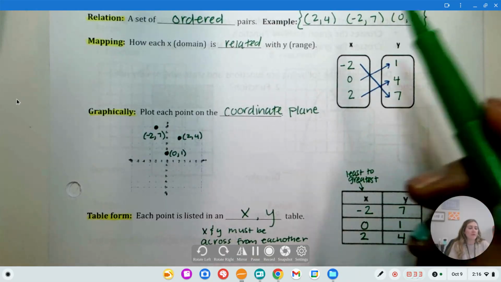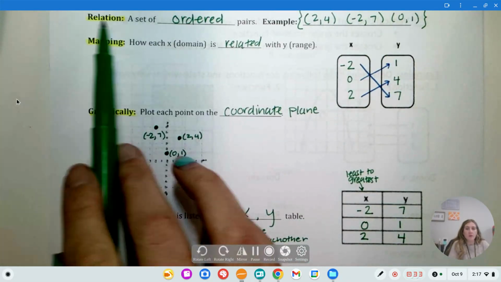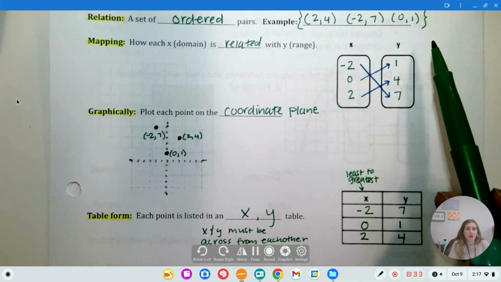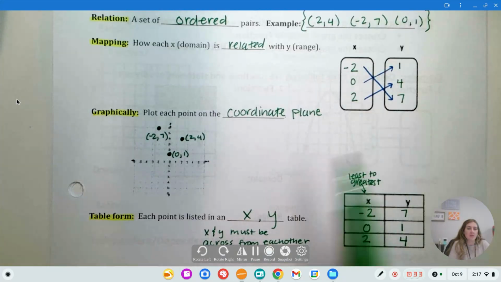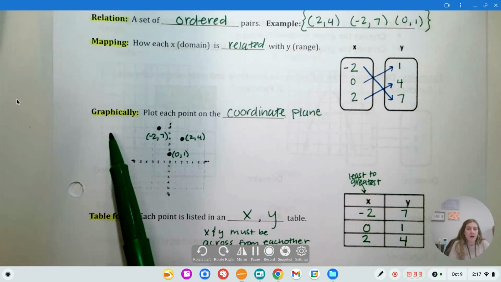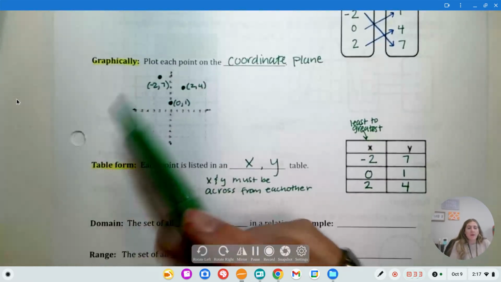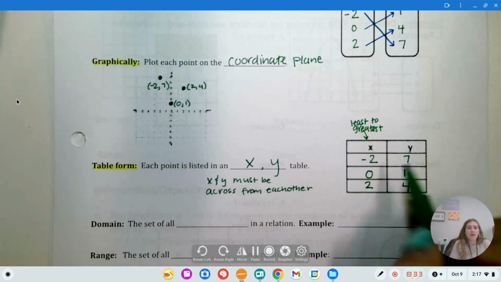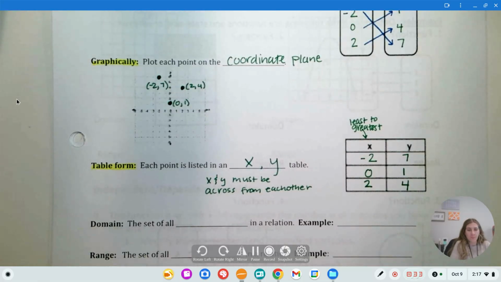So these are the 4 ways you're going to identify functions today. A relation, which is a set of ordered pairs. A map, how are they related to each other? That has arrows. A graph, we know what graphs look like. These are just points. And you might see an XY table. These are ordered pairs directly across from each other.